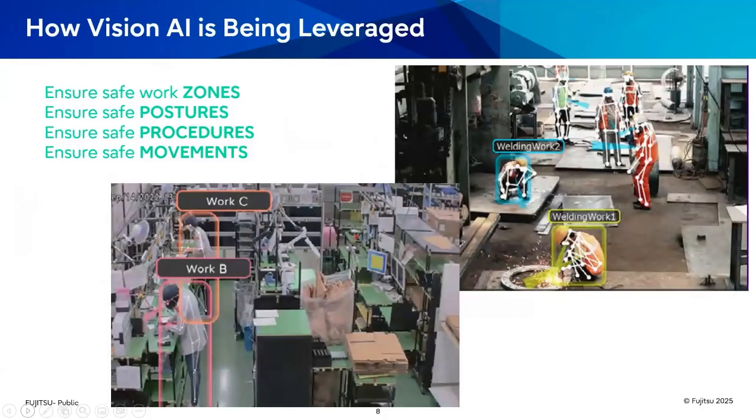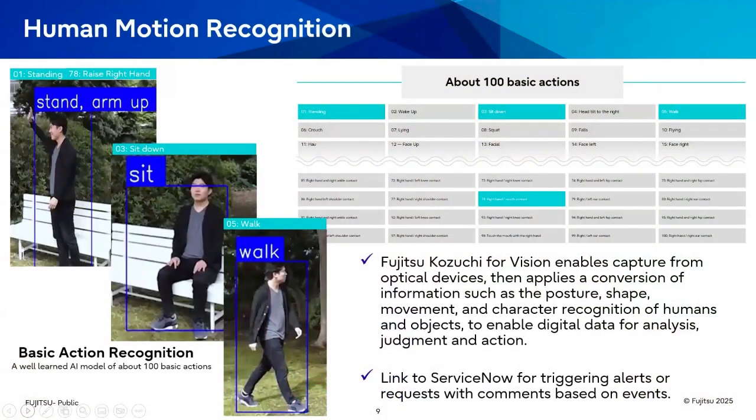How AI can be used within manufacturing is to make sure you're safe, that your work is done in the safe zones, your workers have the right posture, they're performing the right procedures, and ensuring safe movements. One of the ways that we achieve this is through the Kazuchi human motion recognition approach.